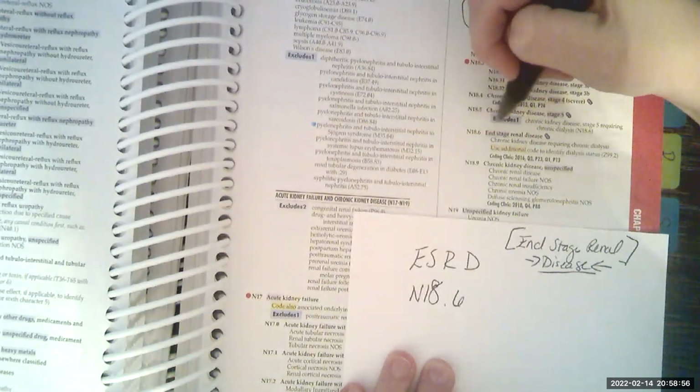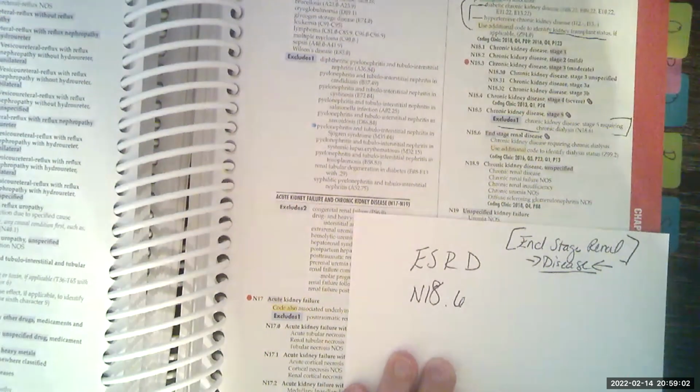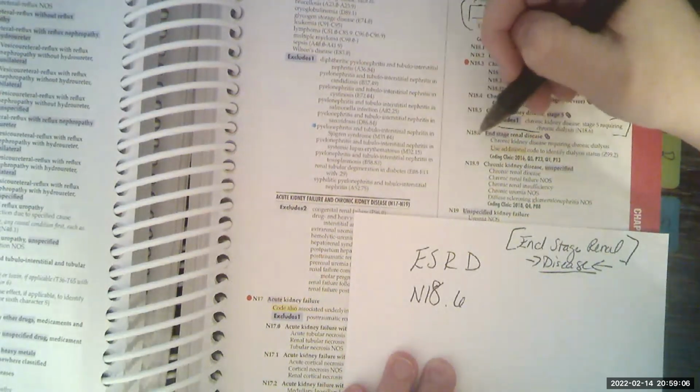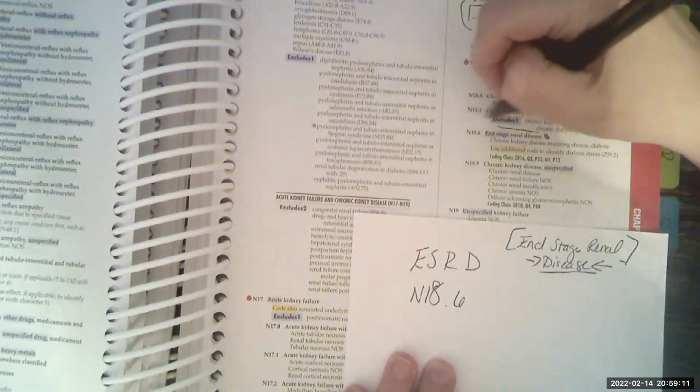Now, if we're looking at something like here in 18.5, this excludes note is not going to apply to us, okay? We're not looking to use N18.5. We're looking to use N18.6. So the conventions that are right under those subcodes are not related to the whole category, just to that specific code.